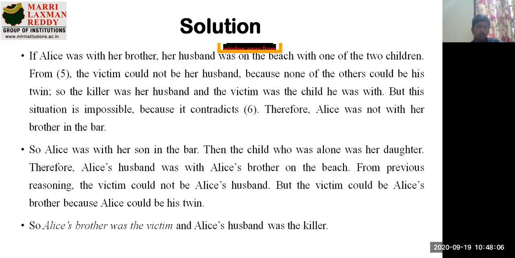With respect to the given question, the answer is Ali's brother was the victim and Ali's husband was the killer. This is the answer for the given question. With respect to this answer, how this answer can be obtained is the reasoning that we need to give.